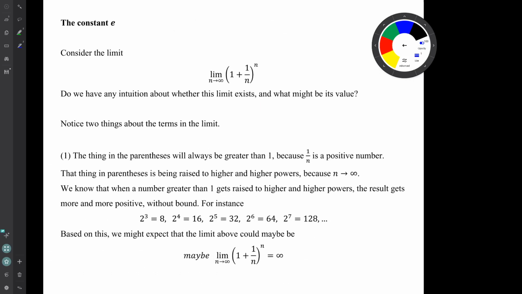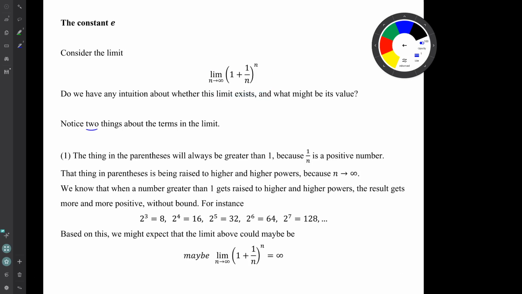So I want to talk about the constant e. We're going to start by talking about this limit. Do we have any intuition about whether this limit exists and what might be its value? Well, notice two things about the limit.